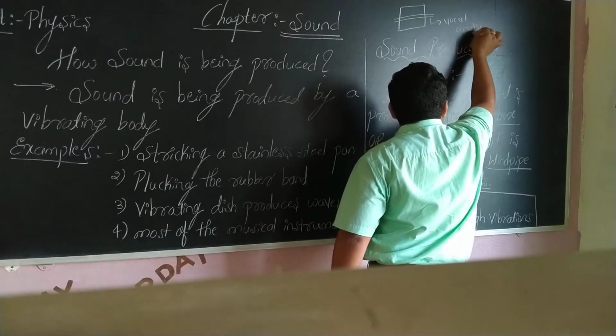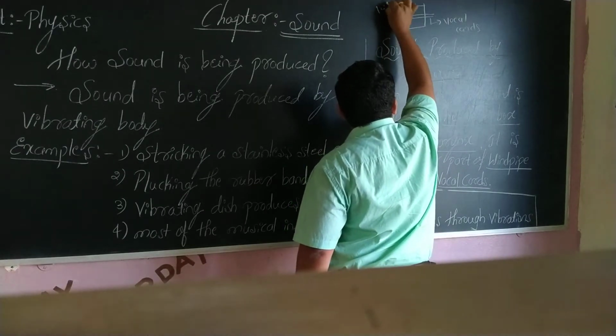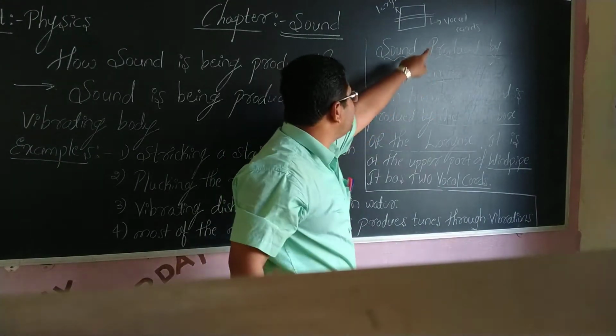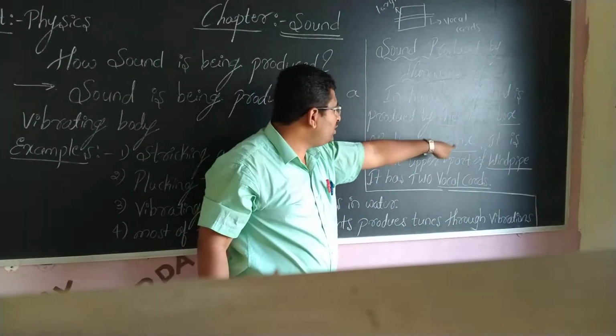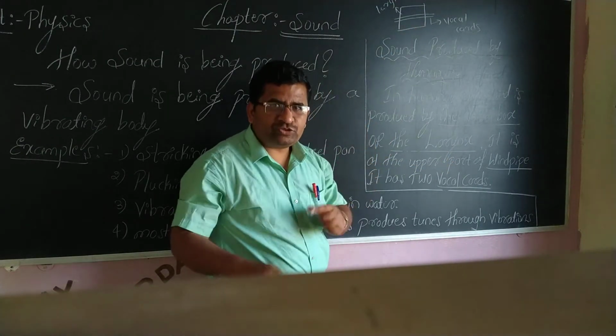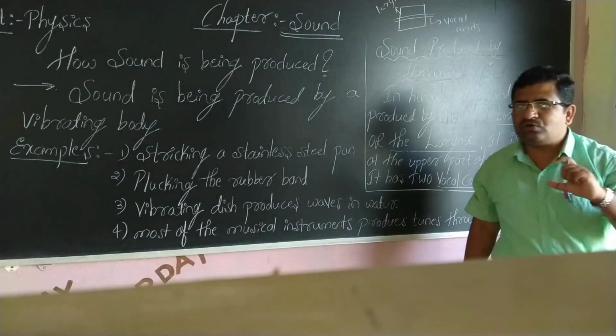Vocal cords, and this is the larynx. The larynx and two vocal cords. These are the muscular membranes stretched in the middle part of the voice box. And the next question comes: if this is the structure of the voice box or the larynx, how is the sound actually produced?